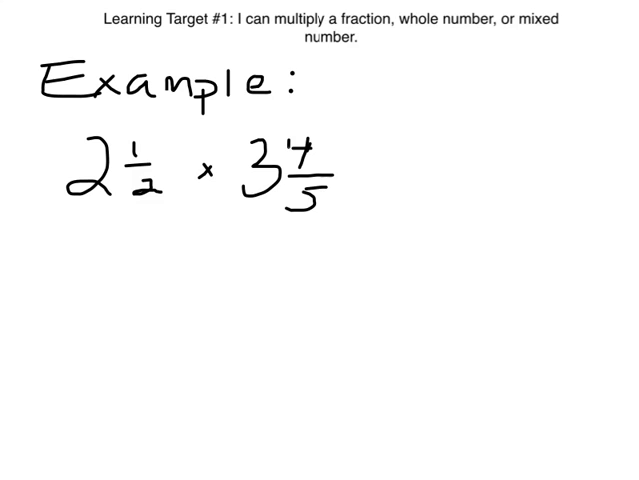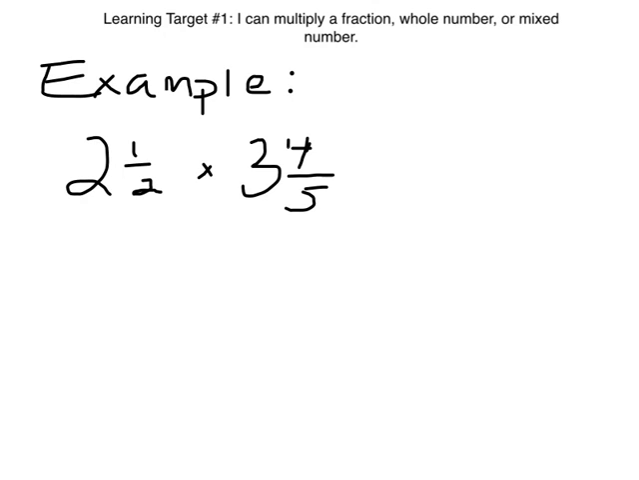Let's take a look at our first learning target for Unit 3's test. If we look at learning target number 1 on top here, we must be able to multiply a fraction, whole number, or mixed number. So I took the hardest scenario here as the example, being able to multiply two mixed numbers together. So our example is 2 1/2 times 3 4/5. The first thing I want the students to be able to do is to change 2 1/2 and 3 4/5 into fractions. Currently they are mixed numbers.